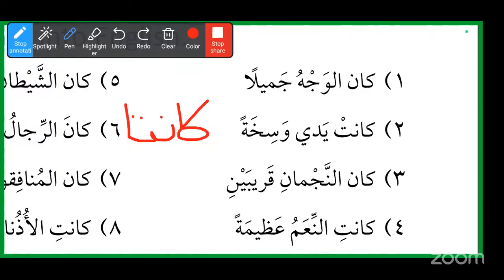Okay. How kanata dual? Because both the hands are feminine. So the siga used will be siga number 5. Tasniya muannas ghaib is kana kanu kanat kanata. Kanata. Both of my hands were dirty. Acha, kanata, okay. Wa saktan. Kana, both of them.